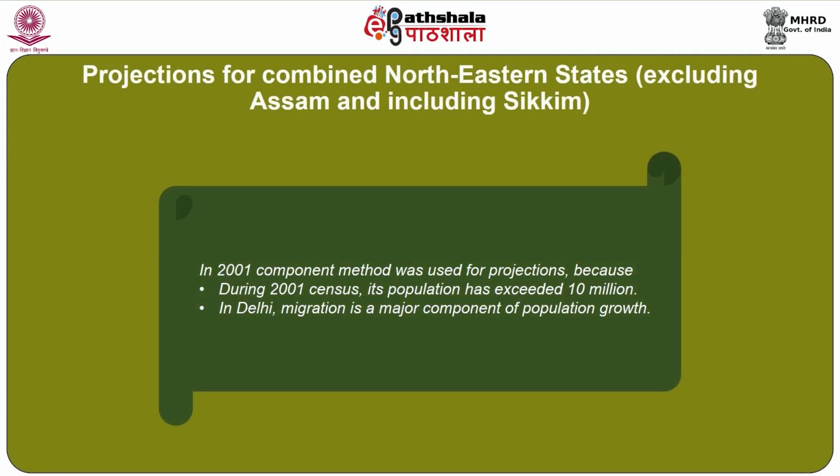As per the 1991 census, in 2001 the component method was used for projections because during the 2001 census its population has exceeded 10 million, and also in Delhi migration is a major component of population growth. So, the component method is appropriate for this. Fertility data for Delhi was available from 1995 onwards up to 2000, which was used for projecting the future levels of fertility. Mortality: the age-specific death rates for the years 1999 to 2001 were used for working out the expectation of life at birth for the base year for Delhi.